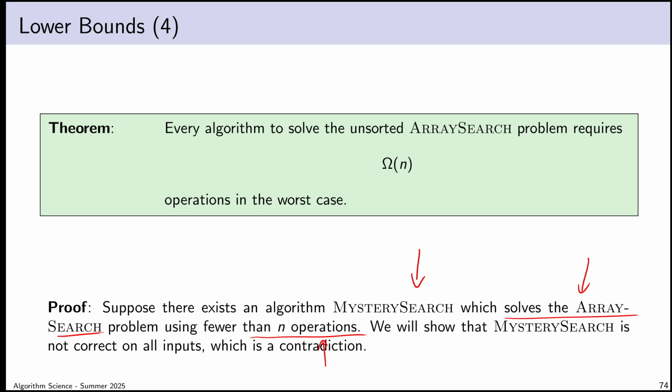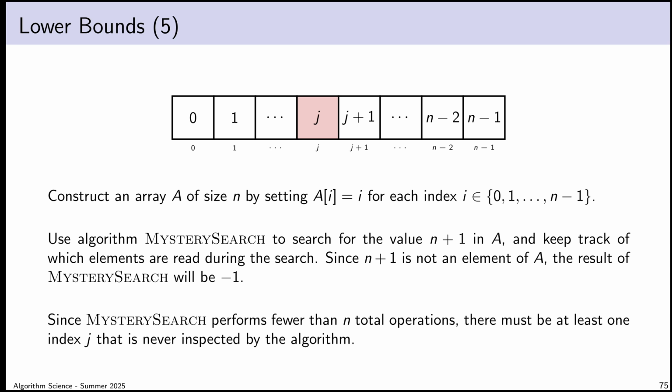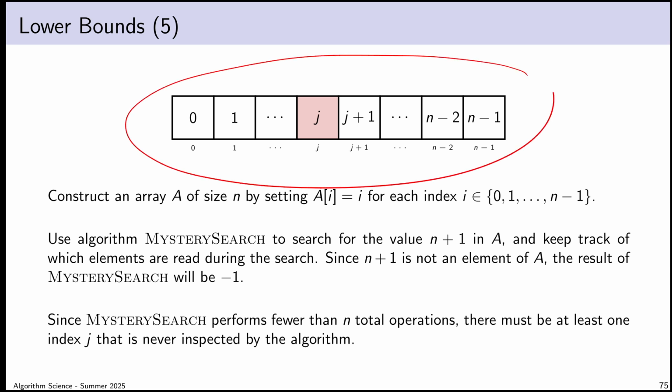So what I'm going to do is construct an input for it and then reason about that. I construct an array A of size n, and the array I construct is very simple. I just set every element to be equal to its index. So I set index 0 to contain the element 0, index n minus 1 to contain the element n minus 1, and everything in between. Then I run my mystery search algorithm on this array, and I keep an eye on the array. I don't know how the algorithm works internally, but I am allowed to watch which indices of the array it accesses as it processes its input.